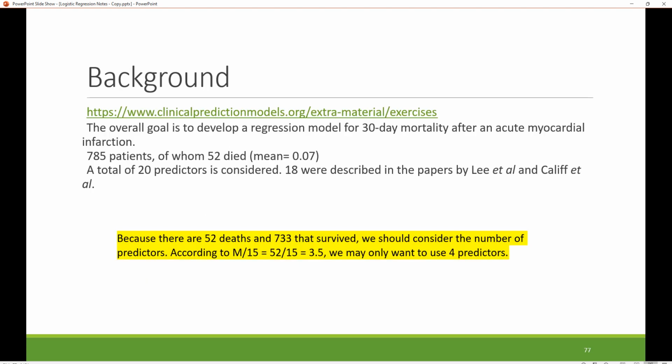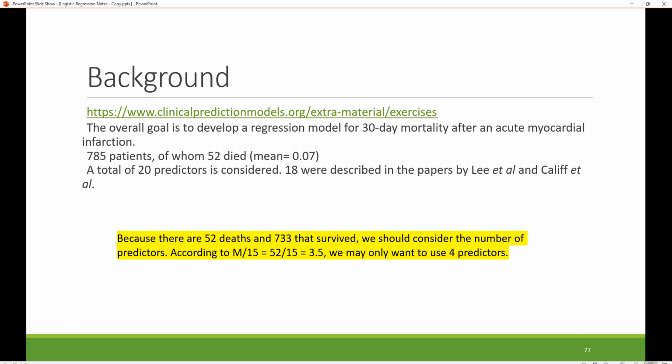And here's a slide on the background. The overall goal is to develop a regression model for 30-day mortality after an acute myocardial infarction. More information can be found at this website above. In this data set, we have 785 patients, of whom 52 died. And we would also say that 733 survived, and that gives us a mortality rate of 0.07.